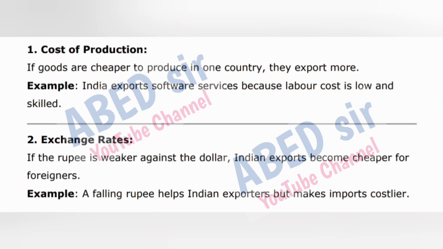1. Cost of production. If goods are cheaper to produce in one country, they export more. Example, India exports software services because labor cost is low and skilled. 2. Exchange rates. If the rupee is weaker against the dollar, Indian exports become cheaper for foreigners. Example, a falling rupee helps Indian exporters but makes imports costlier.